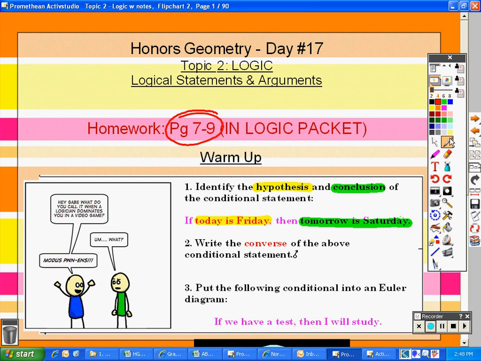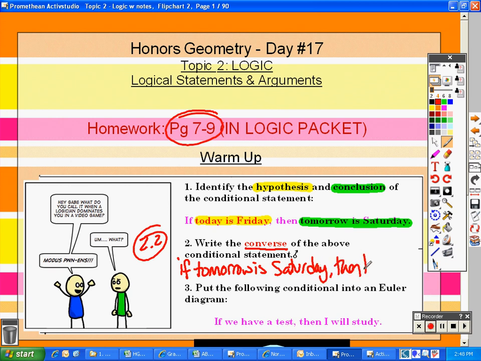We didn't get a chance to answer the next question, the converse. Based on your textbook, and we're in section 2.2 of your textbook, the converse is when you actually switch the hypothesis and the conclusion. So from that, we can see that the converse would just be, if tomorrow is Saturday, then today is Friday. All right.